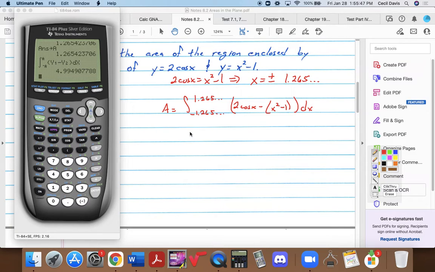And we get that the area is approximately 4.995. At that point, it's appropriate to give your answer to 3 decimal places because that is your final answer.